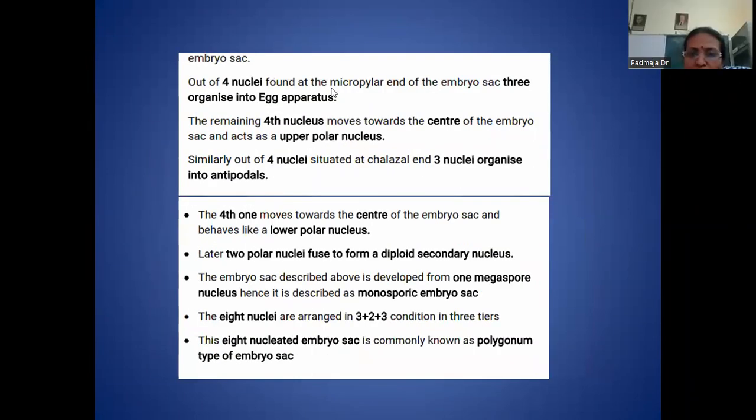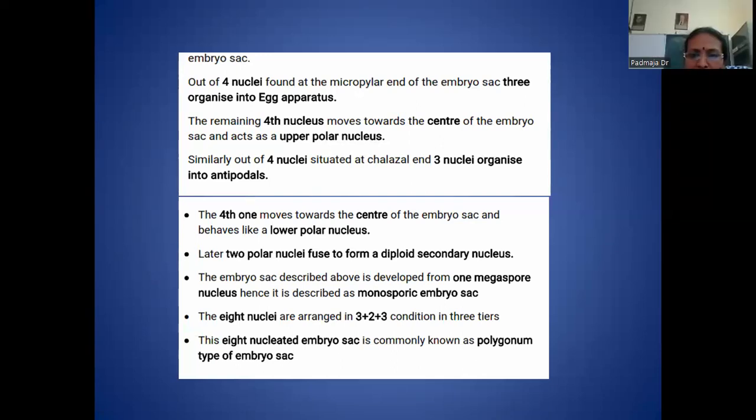And now the embryo sac. The embryo sac consists of eight nuclei; three are organized at the micropylar end into the egg apparatus. That means in an embryo sac, there are 8 nuclei present. Of these 8 nuclei, 3 will be arranged at the micropylar end, and one of the nuclei of the micropylar end will be moving to the center of the sac.